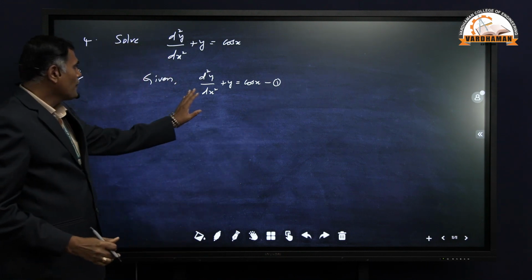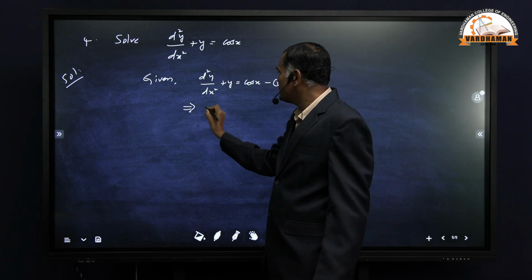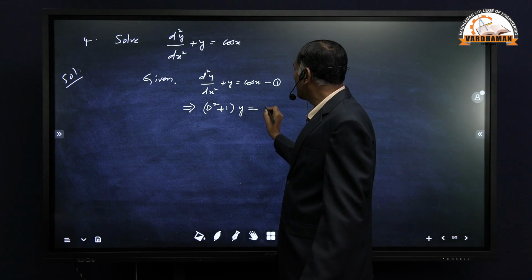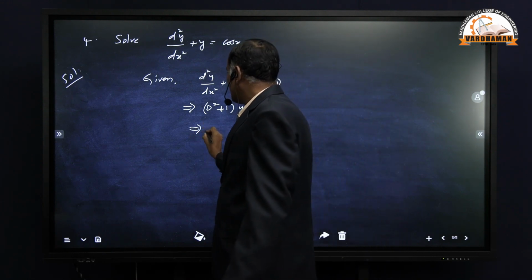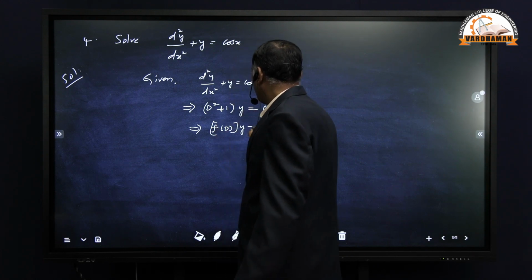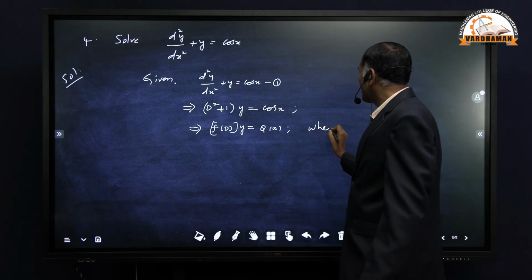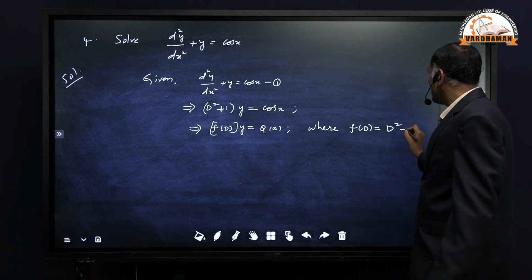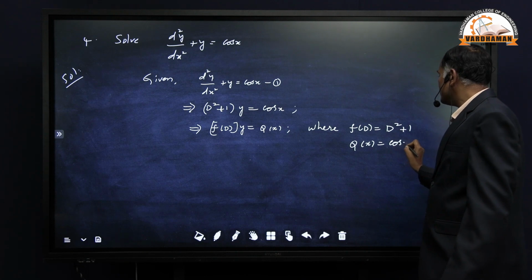Write this in operator form. This can be written in operator form as f(D) y equals Q, where f(D) is nothing but D² plus 1 and Q is nothing but cos x.